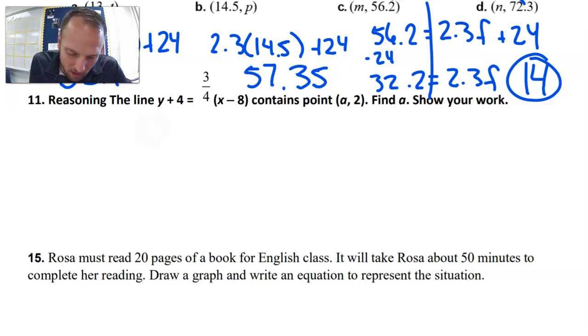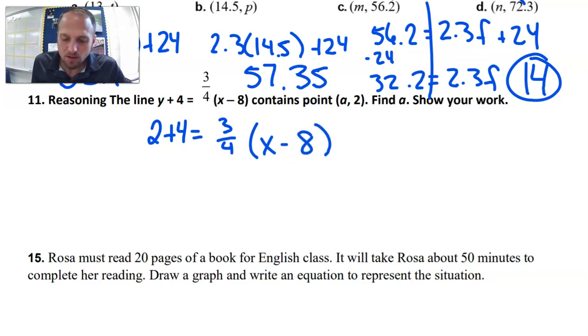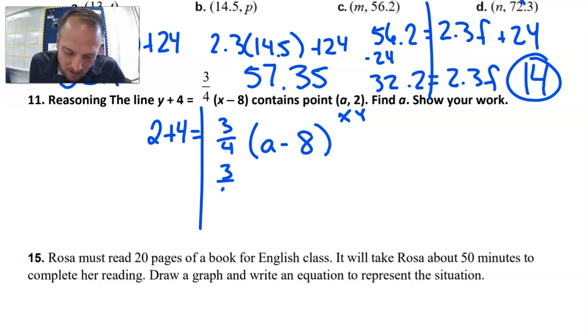If 2 is our y, we've got 2 plus 4 equals 3/4 times x minus 8. Okay, and if we wanted to, we know that our A, that's our x value, right? Because in an ordered pair, it goes x and y, x and y. So 2 is our y, A is going to be our x. So let's distribute the right side. 3/4 times A is just going to be 3/4 A. 3/4 times negative 8, you can use your calculator, that's just going to be negative 6.